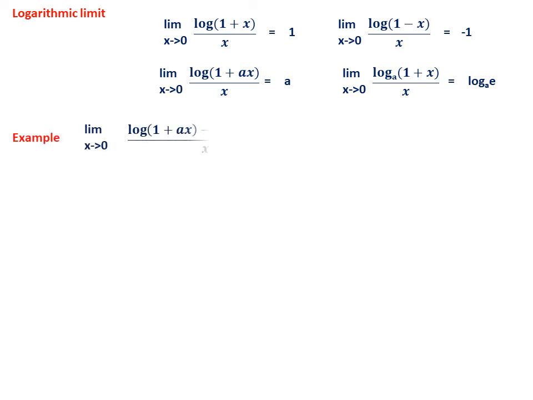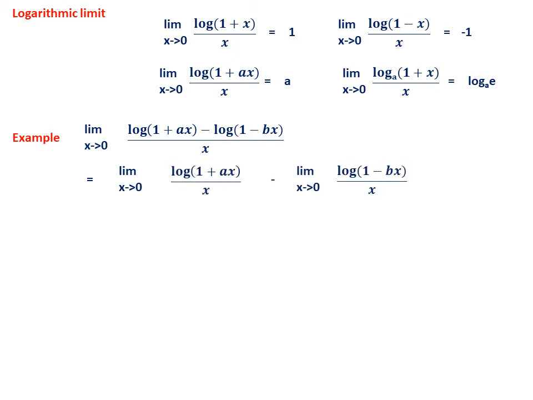So let us take, for example, log of 1 plus x minus log of 1 minus bx divided by x as x tends to 0. This can also be done by using L'Hospital's rule. You can check it, but I am showing it using the formula. First, you can split like this, because the algebra of limits says you can split the limit. So separately you can take the limit. Now it is very clear.